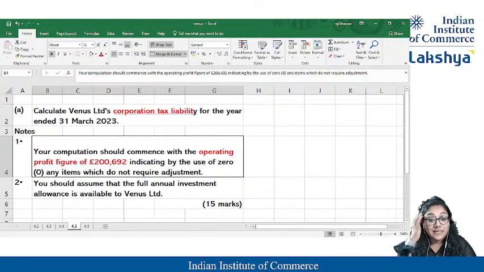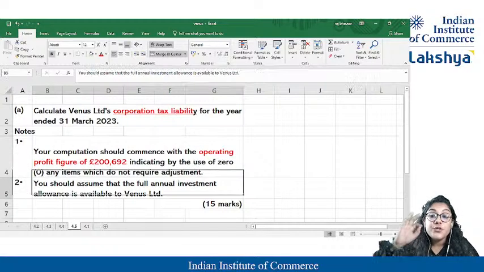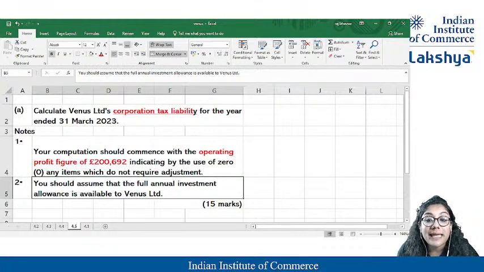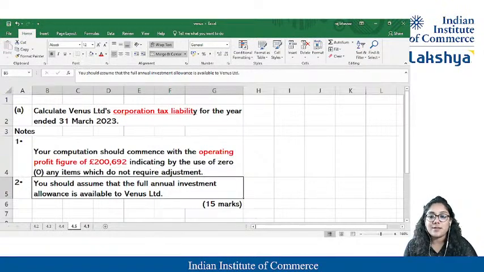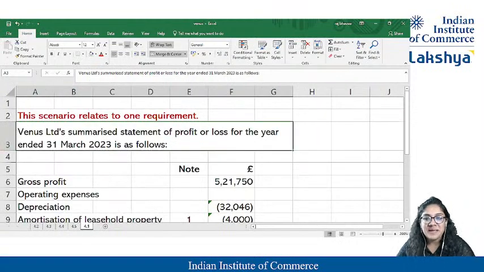If there is anything zero, please show. You should assume that the full AIA is available. 100% AIA is available, so they take 100% depreciation and all. In case there is any super deduction, then we have to find out. Let's see, it is 15 marks. Let's go ahead with the first requirement.